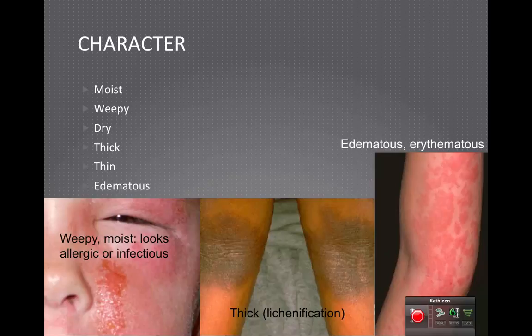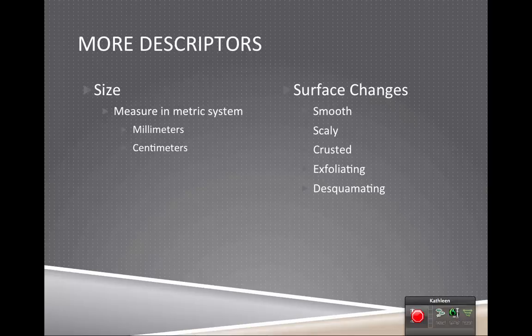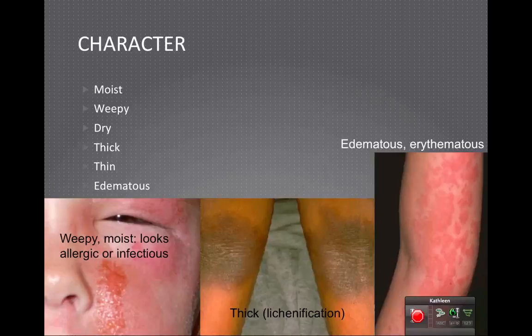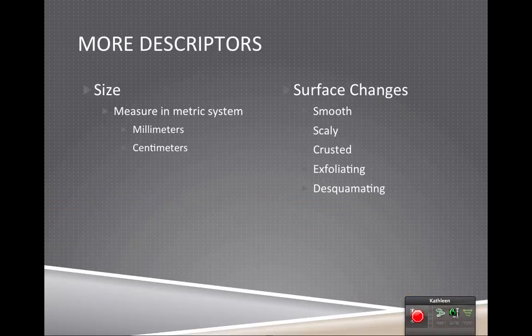And the character, is the rash moist? Weepy, moist, looks allergic or infectious. That is classic for impetigo. Classic, and it's very infectious. Thick, lichenification. It's thick, right? That's a lichenified area that's been itchy, itchy, itchy, itchy. Or is it edematous or erythematous? More descriptors. And also, character refers to texture of the rash: hard, soft, moist, or dry. Size, more descriptors. Measure in the metric system.